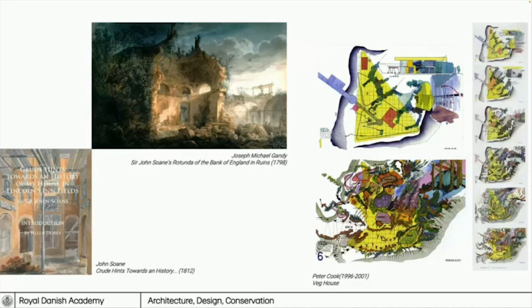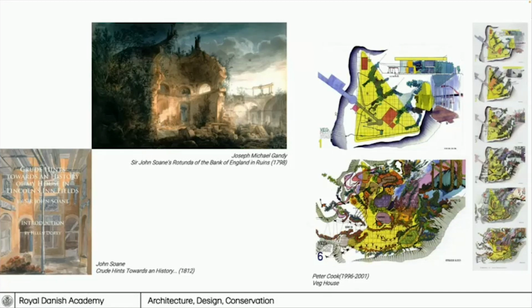But we do have models for architectural practice considering these kinds of things. And a very interesting one comes from John Soane. In his practice, he had a very interesting relationship with Joseph Michael Gandy. He would commission Joseph Michael Gandy to paint the Bank of England as a ruin before construction had even started on the Bank of England. And I think this talks about the idea of an architect that can begin to envision an architecture that can occupy many, many different states across time.